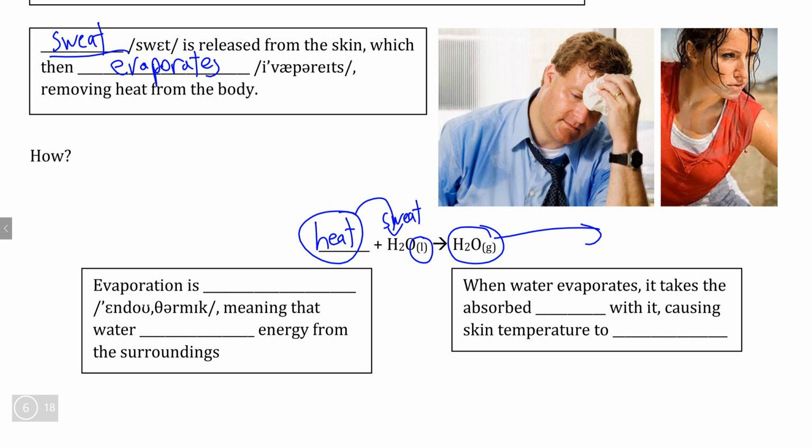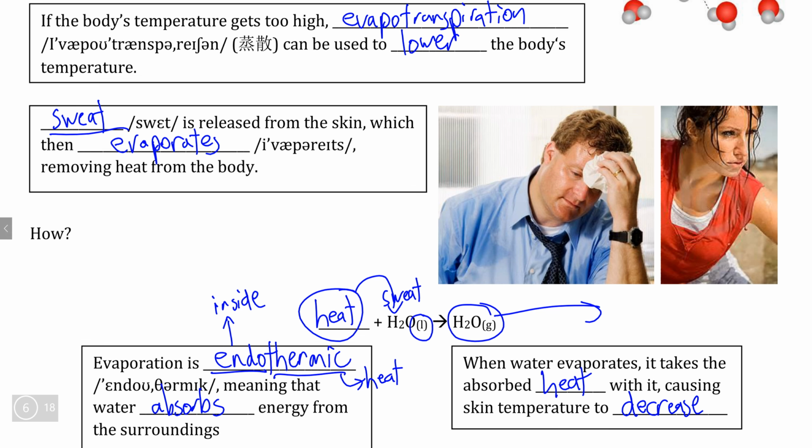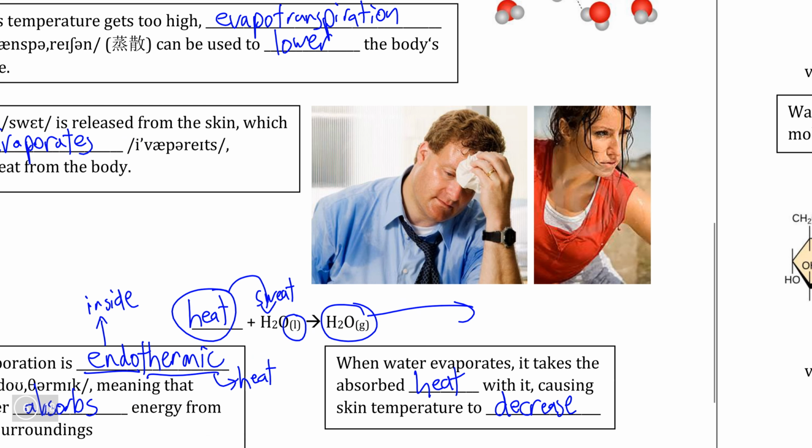Now, for people that have a strong chemistry background, this is what we call an endothermic reaction. So endo is a prefix that means inside, and thermic tells us that we're dealing with some sort of heat, meaning that heat is going into this reaction because water is absorbing heat, and then when the water evaporates, it takes the absorbed heat away and causes your skin temperature to decrease, therefore having an evaporative cooling effect. And this would literally kill you if it did not happen.